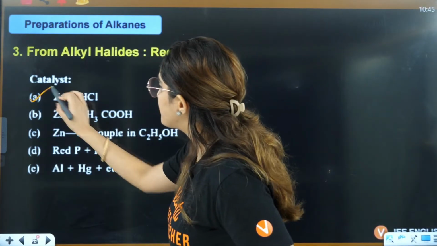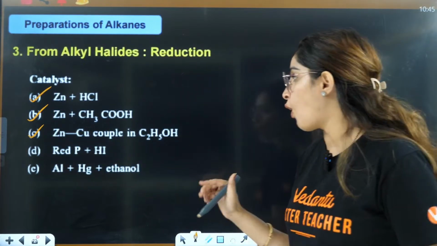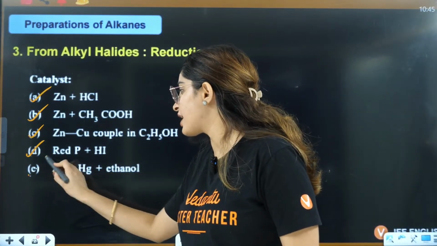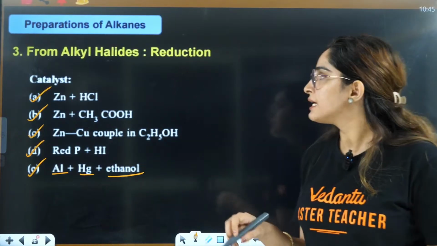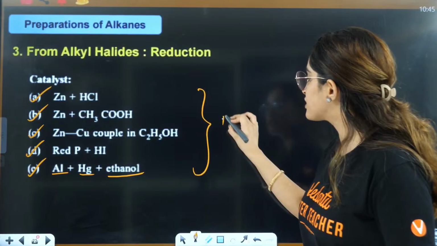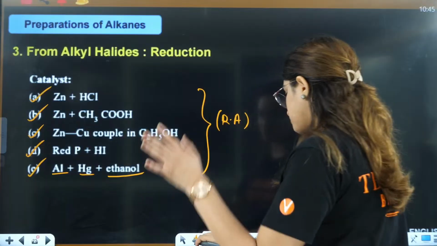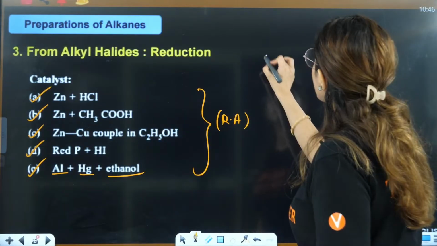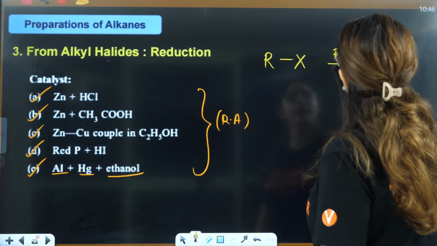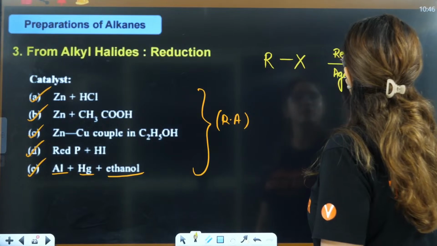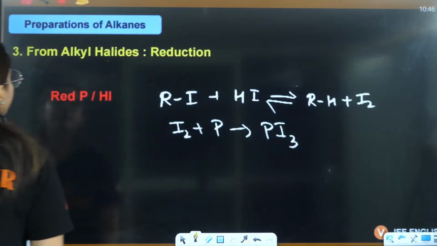You can give it zinc plus HCl, zinc plus CH3COOH, zinc-copper couple in ethanol, then red phosphorus plus HI, then aluminium plus mercury, ethanol. These are all good reducing agents that are going to convert this RX. You use any of these reagents, you can convert RX directly to RH by using any of the reducing agents mentioned here. That is called reduction.